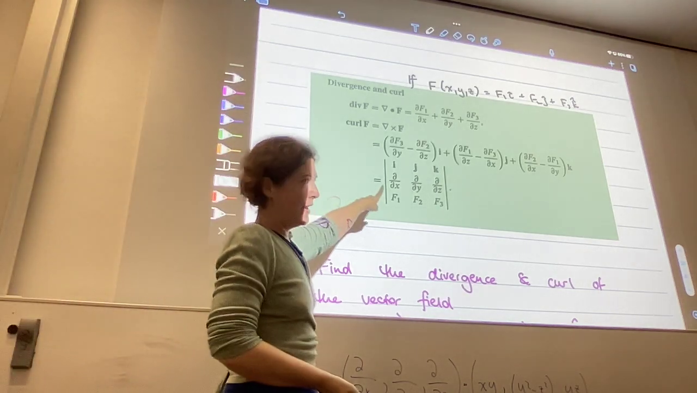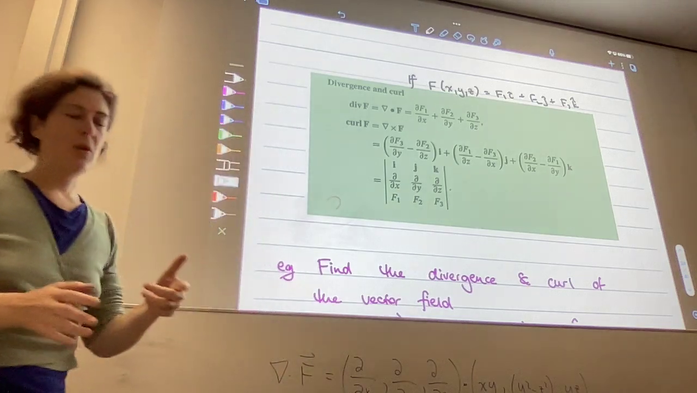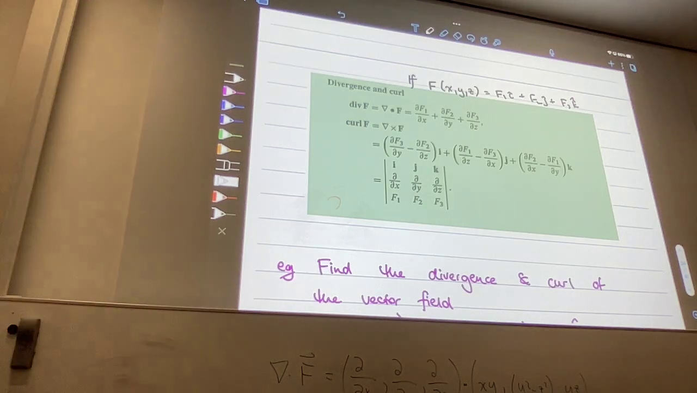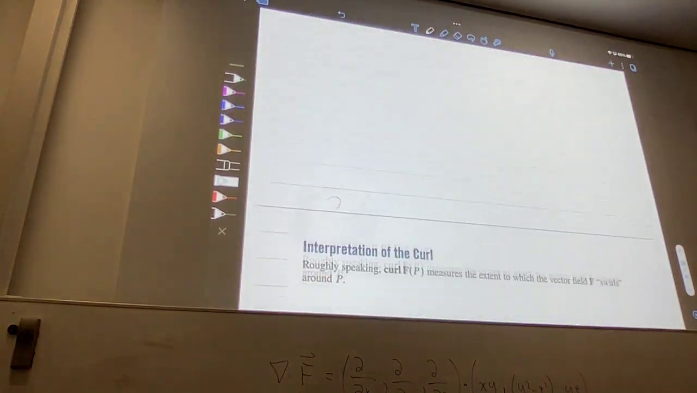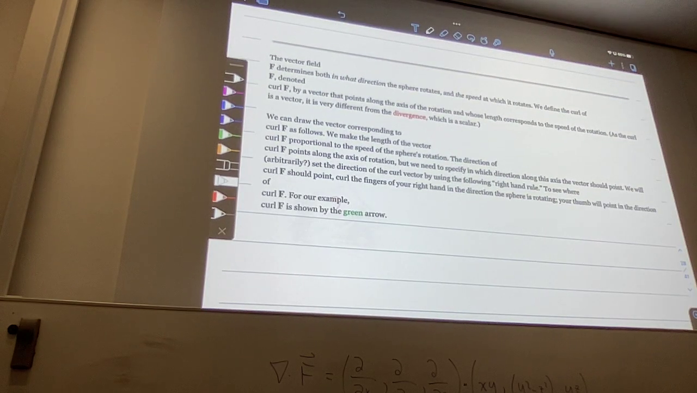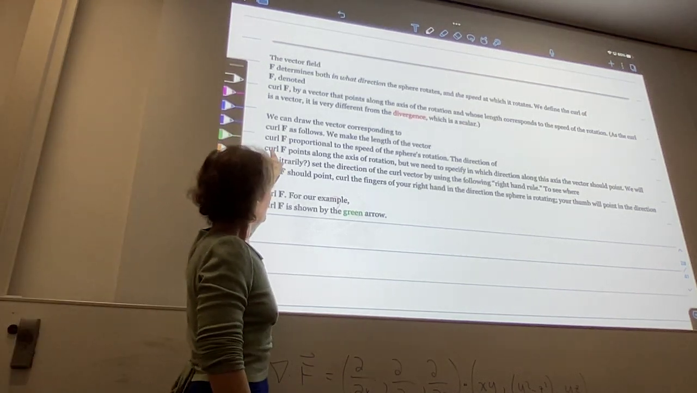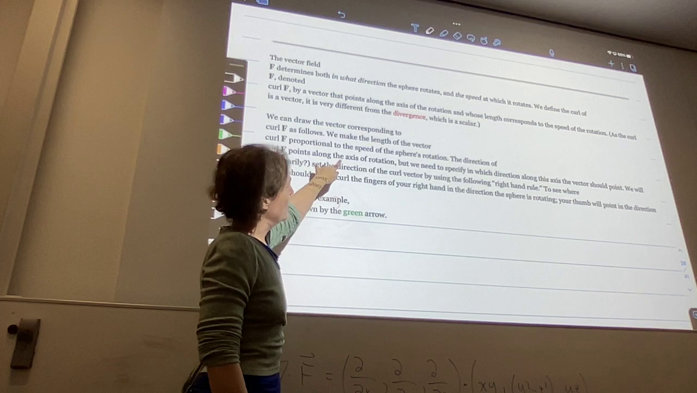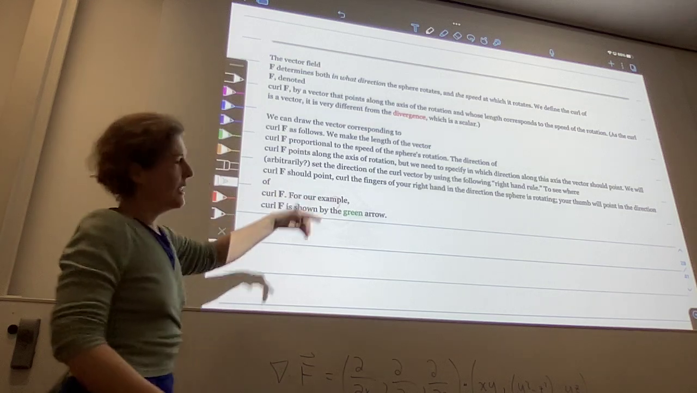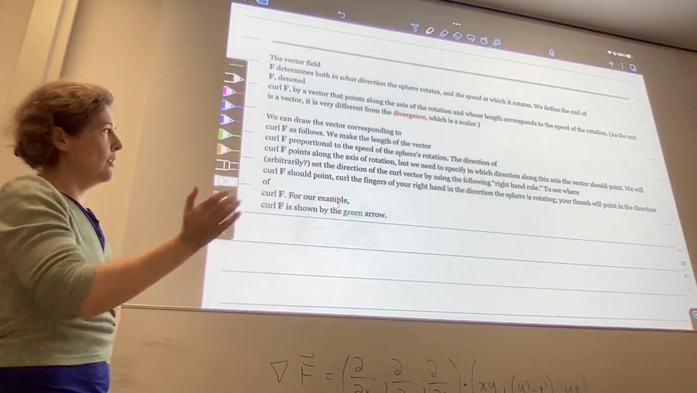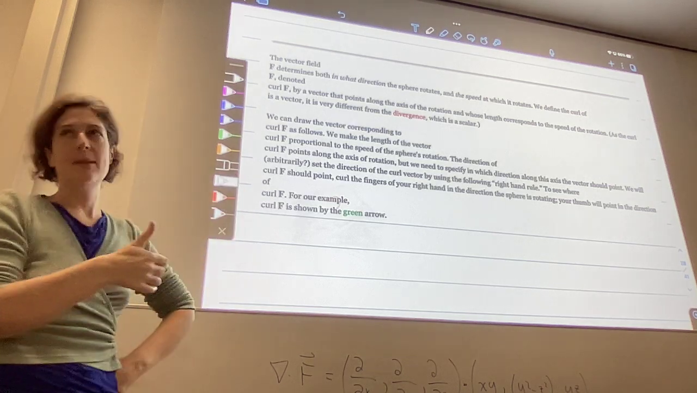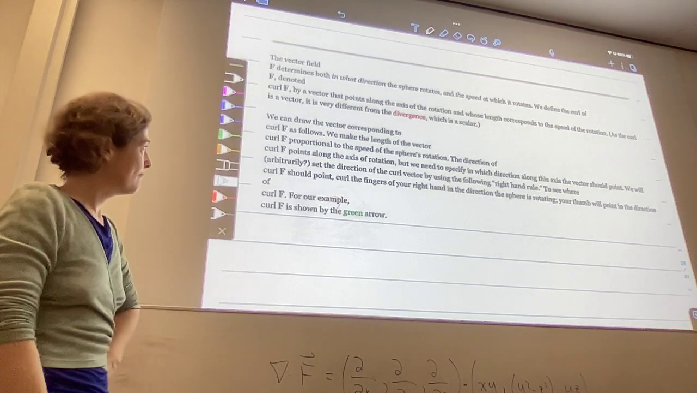But our curl is a vector. So we want to know if my vector is pointing in that direction, does it say I'm swirling this way or I'm swirling that way? And the way we define that is again with a right-hand rule. If the curl of F points along the axis of rotation, we set the direction using the right-hand rule. So again, curl your fingers in the direction that the sphere is rotating, or equivalently that the vectors are pointing, and your thumb will point in the direction of the curl. So again, it's a right-hand rule.